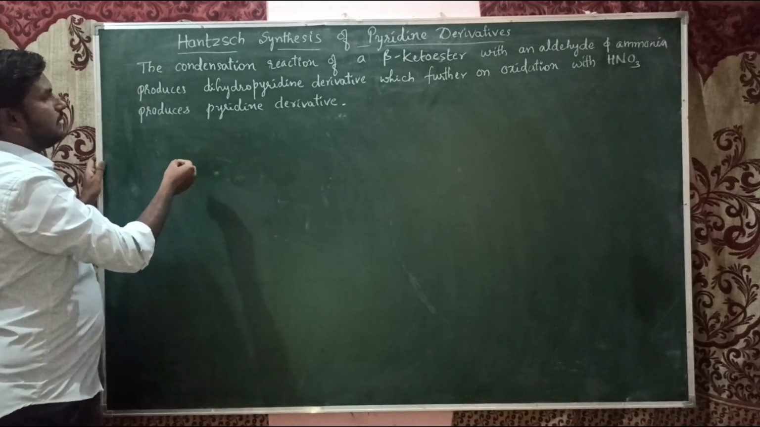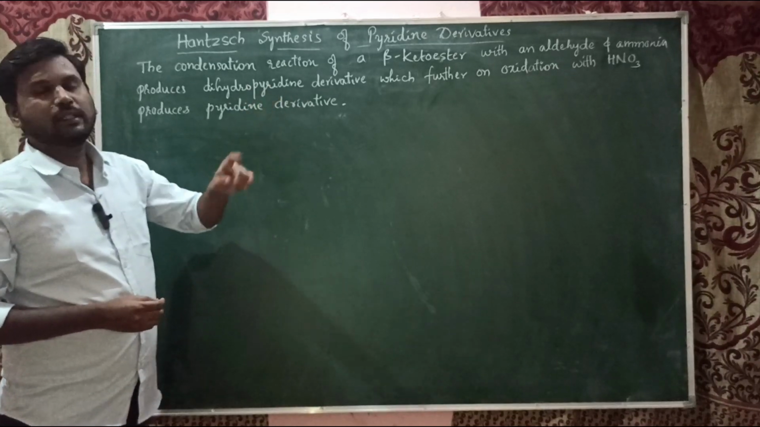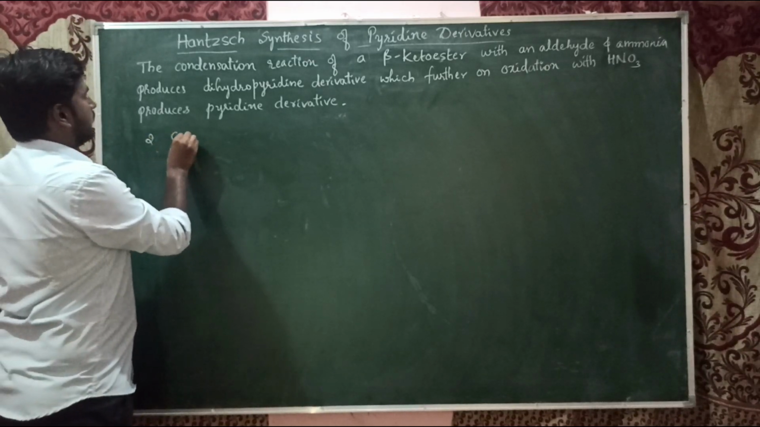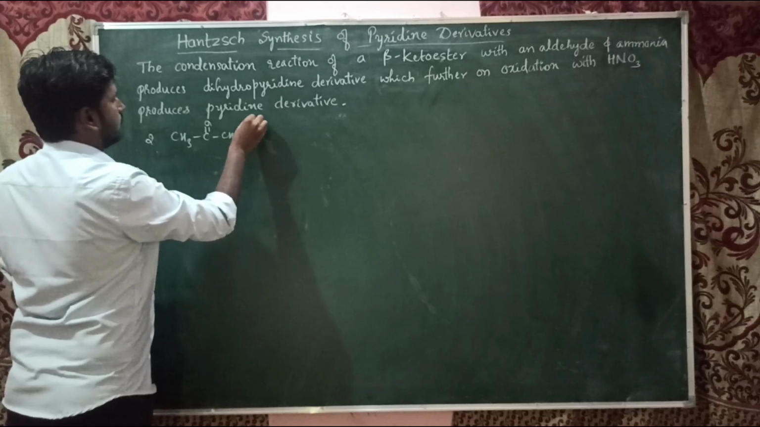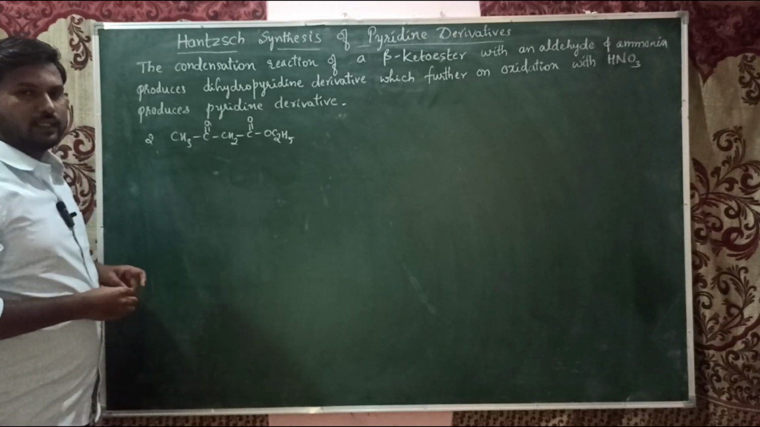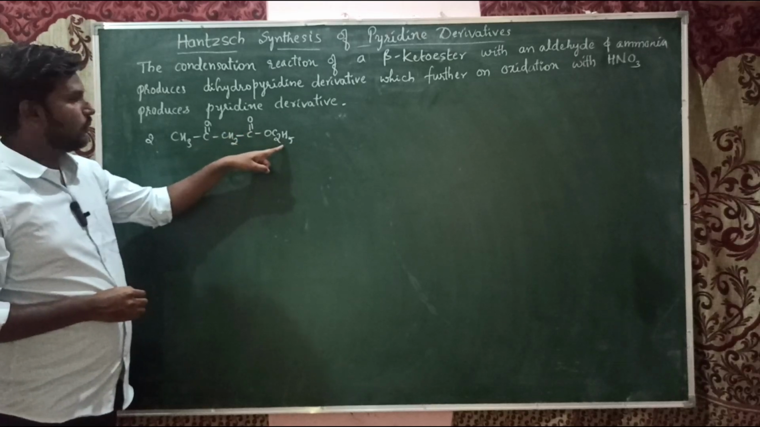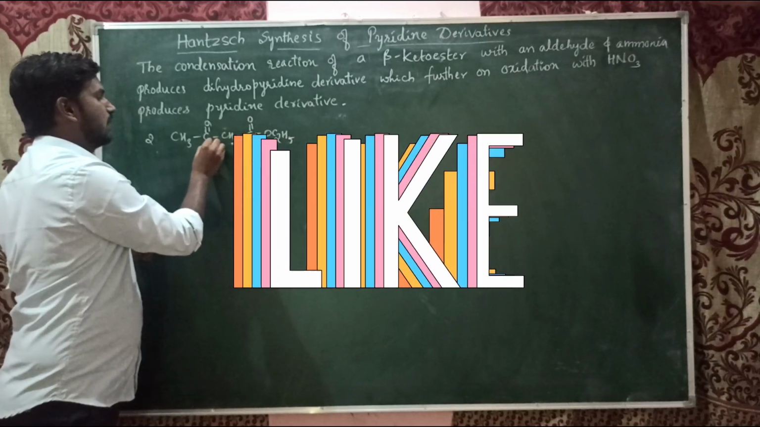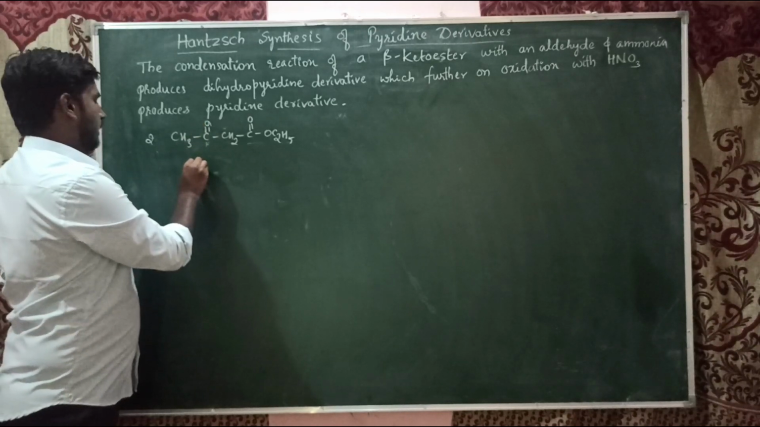Here we are taking 2 moles of beta keto ester, 2 molecules, and one aldehyde and ammonia. See here, CH3COCH2COOC2H5. So it is one of the beta keto esters. This is COOR, an ethyl group, an ester group, at the alpha position. This is the beta position. At the beta position we have a ketonic group. So this is an example of a beta keto ester.